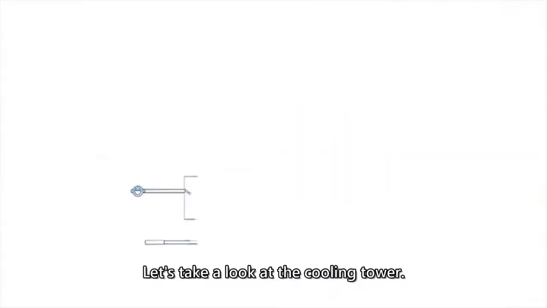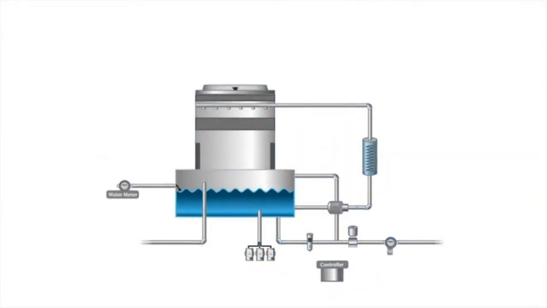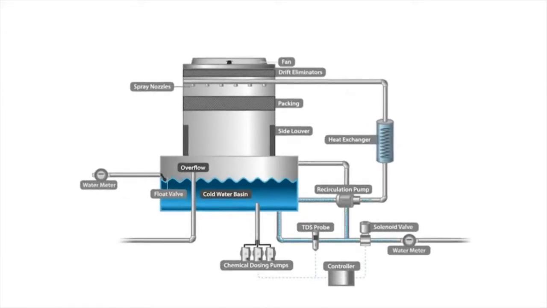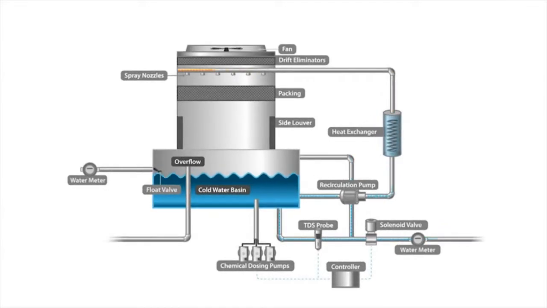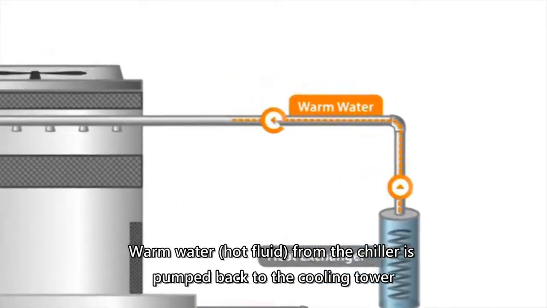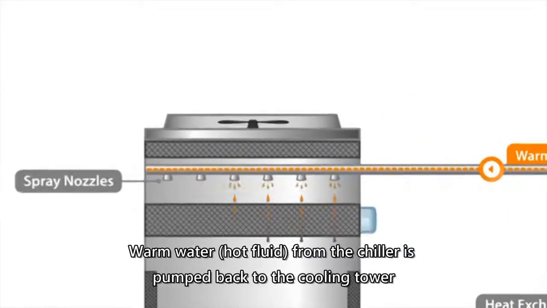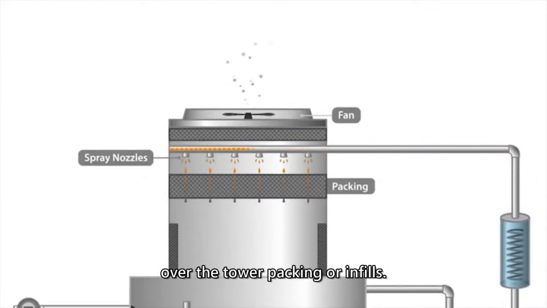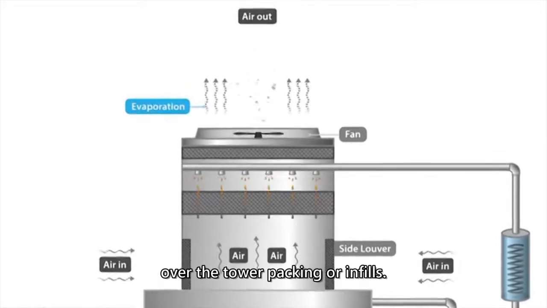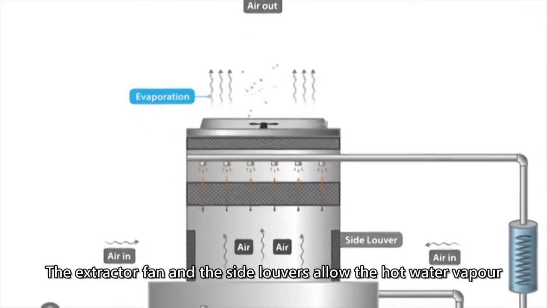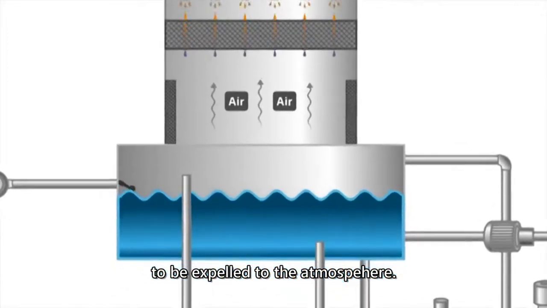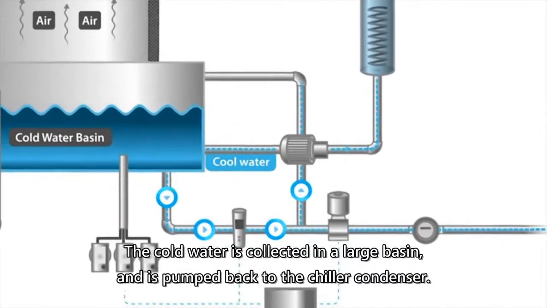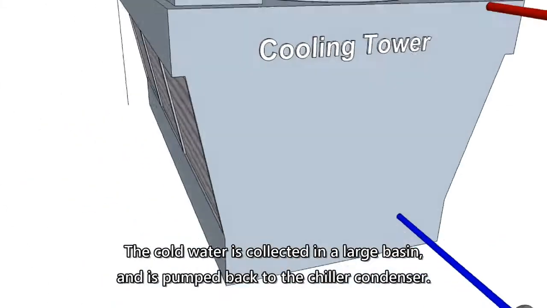Let's take a look at the cooling tower. The cooling tower is another type of heat exchanger. Warm water, the hot fluid from the chiller, is pumped back to the cooling tower, where it is evenly dispersed through the spray nozzles over the tower packing or infills. The extractor fan and the side louvers allow the hot water vapor to be expelled to the atmosphere. Cold water is collected in a large basin and is pumped back to the chiller condenser.